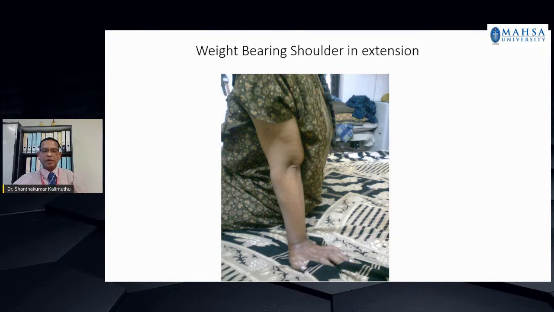And weight bearing can also be encouraged with the side of the hand, which can be placed at the side of the body, and even in flexion. Weight bearing in flexion will facilitate the subscapularis, which is an internal rotator of the shoulder.